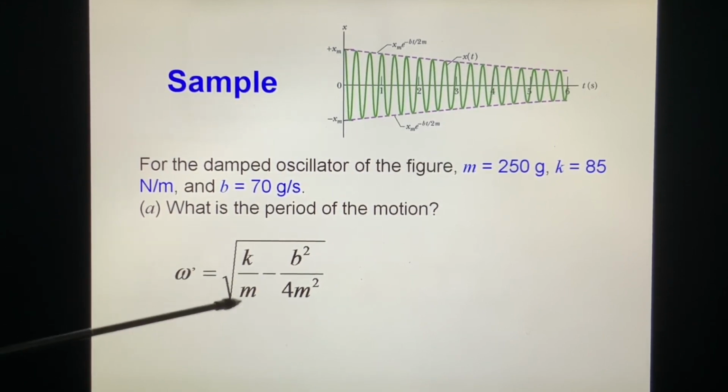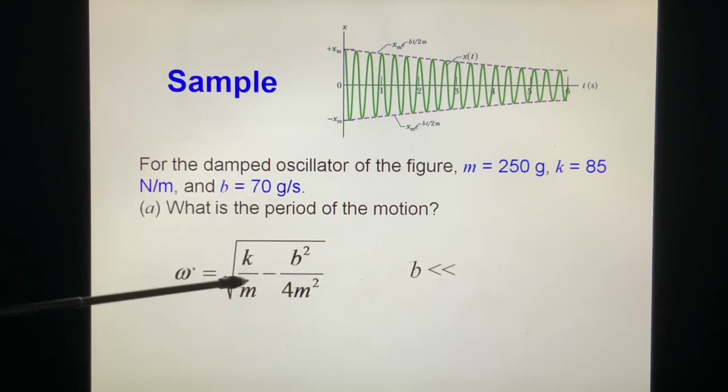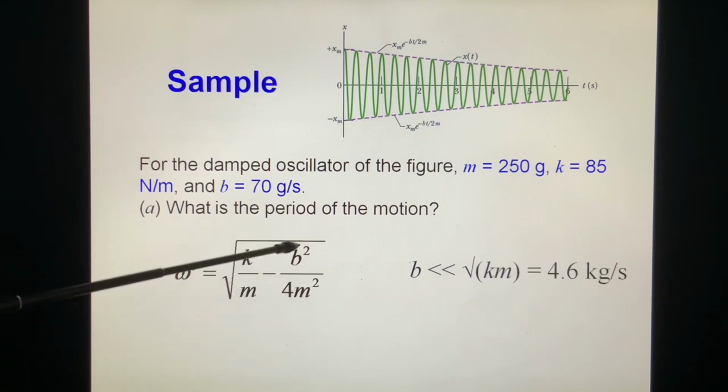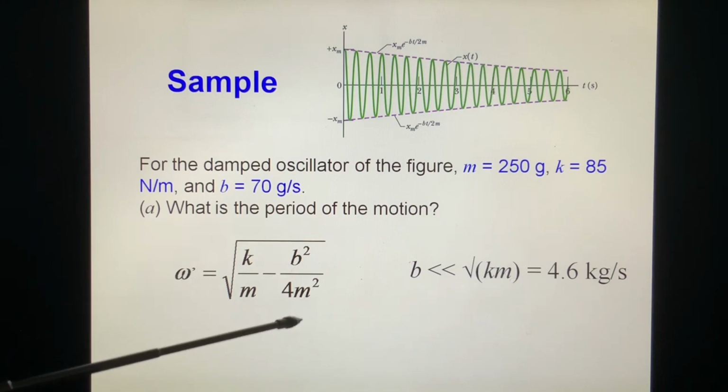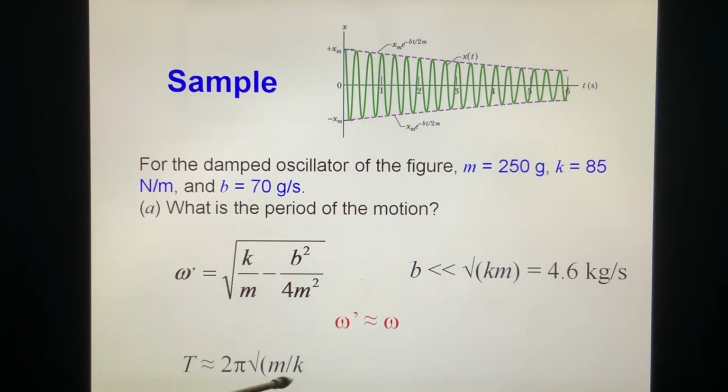k, m is 0.25 kilogram, b is 70. We should use the kilogram, so it's 0.07, squared. And this one we find out b is much smaller than km, so this term can be dropped. We get this one. So omega equals omega 0, and the T is the same thing. Very easy to find out.